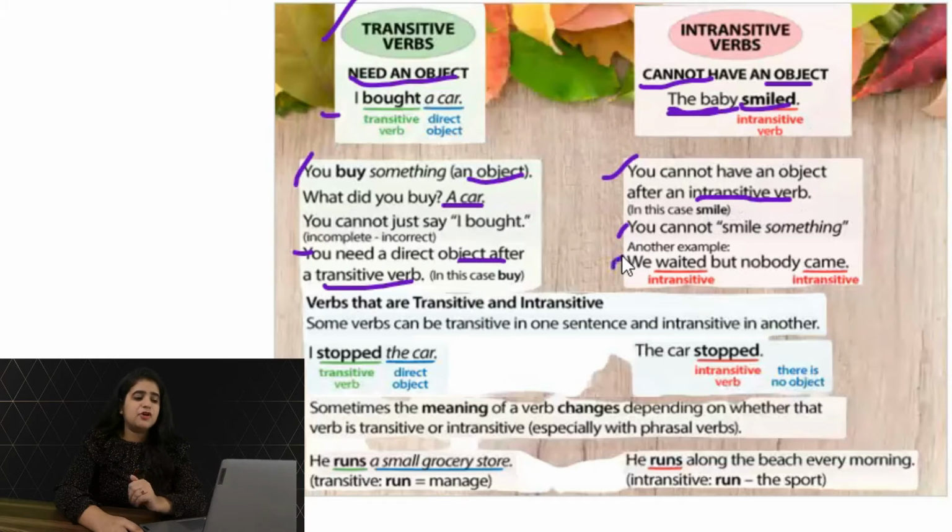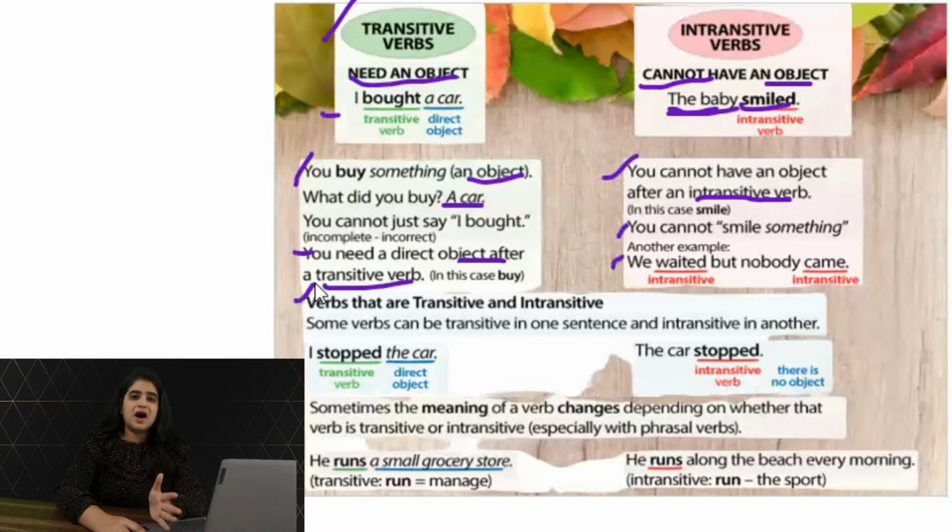Another example, we waited but nobody came. Again a sentence having two intransitive verbs but no object. So we waited makes complete sense, that okay, we waited, doesn't need any object. But nobody came, again doesn't need any object here.